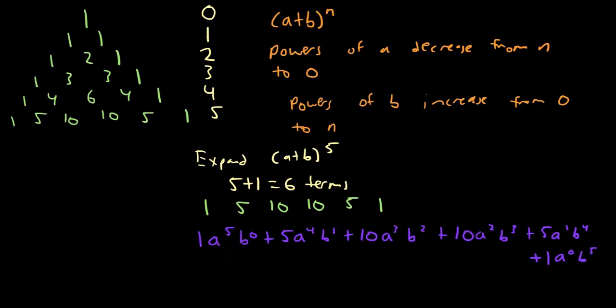So as you can see, the powers of a are decreasing from 5 to 4 to 3 to 2 to 1 to 0, while the powers of b are increasing from 0 to 1 to 2 to 3 to 4 to 5. We're going to simplify this. A to the 5th power plus 5 a to the 4th power b plus 10 a cubed b squared plus 10 a squared b cubed plus 5a b to the 4th power plus b to the 5th power.